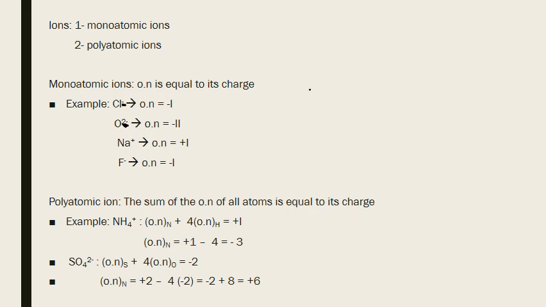For polyatomic ions, the sum of the oxidation numbers of all atoms is equal to its charge. For example, you've got NH4+, so it's the oxidation number of nitrogen plus 4 times the oxidation number of hydrogen, because there's 4 hydrogens, and that equals +1. Therefore, if you want to find the oxidation number for nitrogen, you know that the oxidation number of hydrogen is +1, and you just do simple substitution.